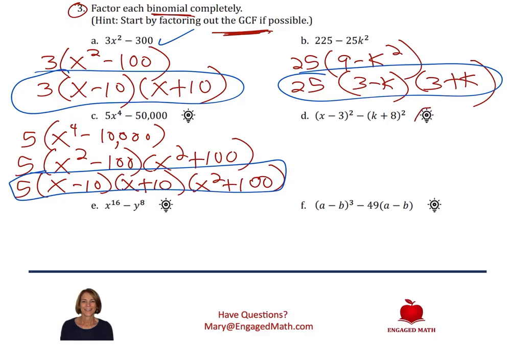Okay, let's look at the next one. So this is a light bulb one. In fact, that last one was a light bulb too. I forgot to even mention it. Okay, so there's no GCF, so we're just going to do the difference of two squares.